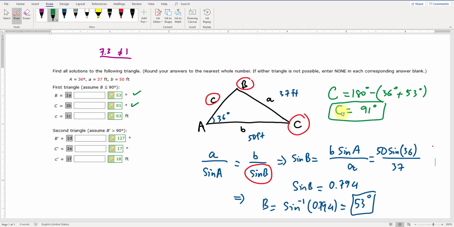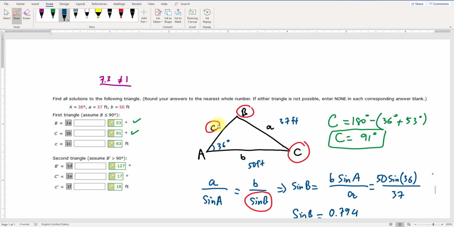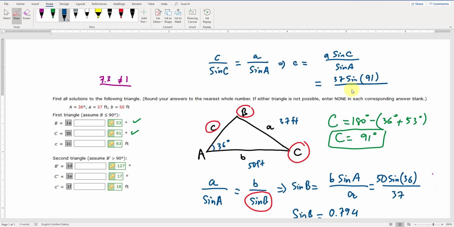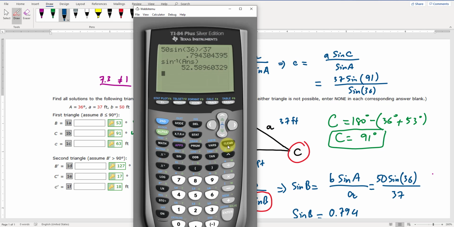And when you get the angle C, then you can use the law of sine, or another law, cosine, to solve for the side C, but let's just use law of sine. So small c over sine C equals small a over sine A. I'm looking for small c, so multiply across: a times sine C divided by sine A. My small a, I got here 37, times sine C, the angle we just got here, and then divide by sine A, and side A is my side of 36.